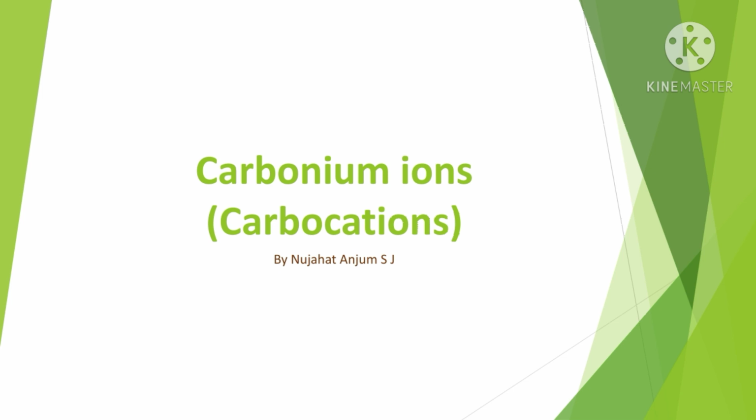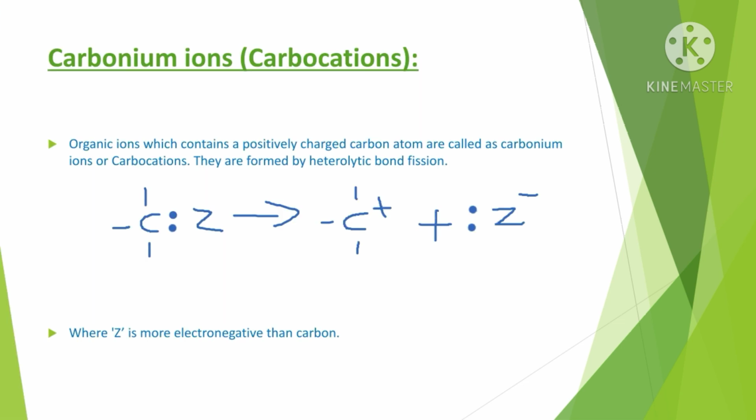In this class, we will discuss the carbonium ions or carbocations. In our previous class, we discussed the reaction intermediates or reactive intermediates. This carbonium ion is also a reactive intermediate. We already know the reaction intermediates are formed by homolytic or heterolytic bond fission. This carbonium ion is formed by heterolytic bond fission.